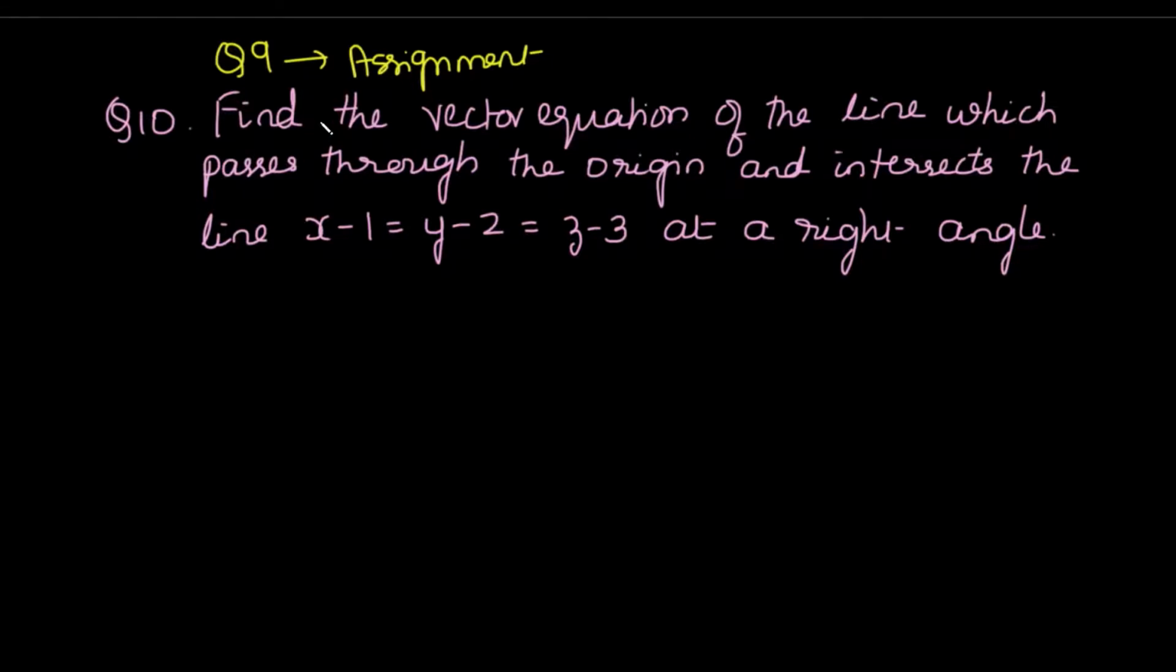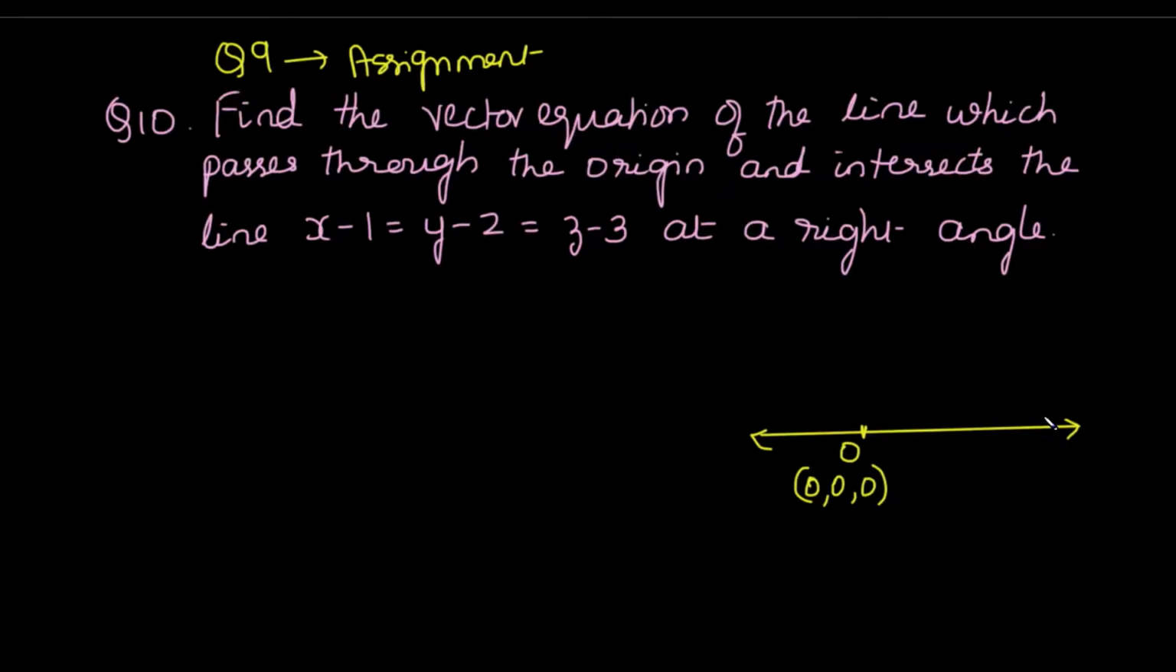Question 10. Find the vector equation of the line which passes through the origin and intersects the line x minus 1 is equal to y minus 2 is equal to z minus 3 at right angles. Now let us visualize how these lines are. Suppose this is the required line, and this line passes through the origin. Say origin is over here, say O, which has the coordinates 0, 0, 0. It passes through the origin.